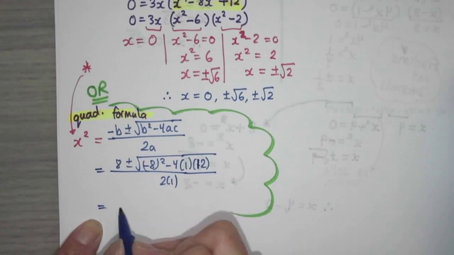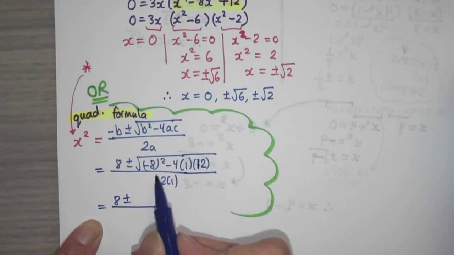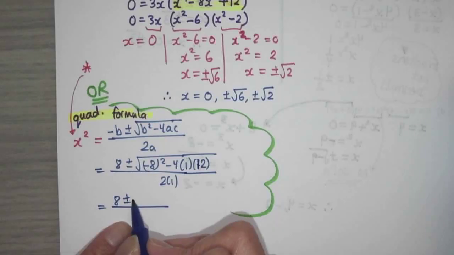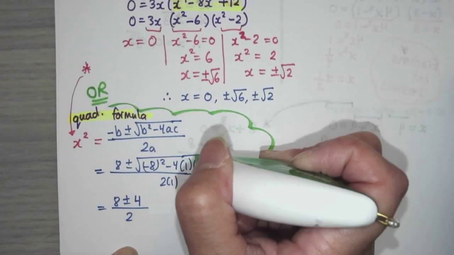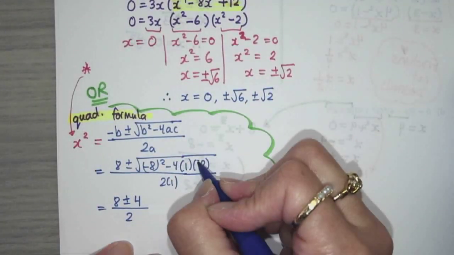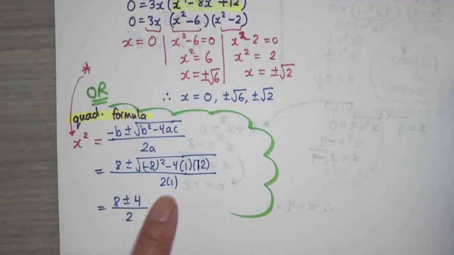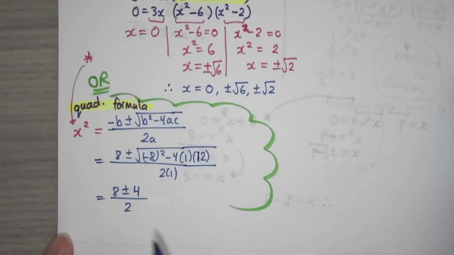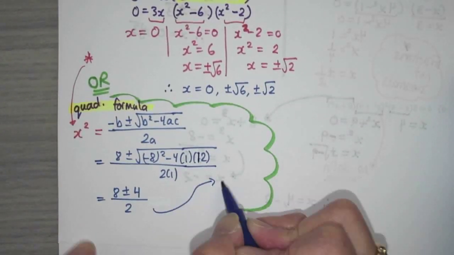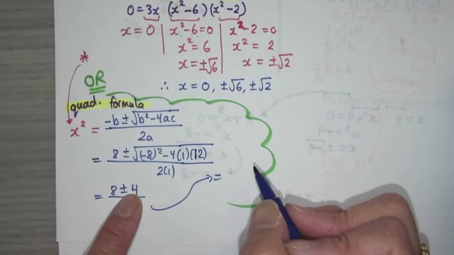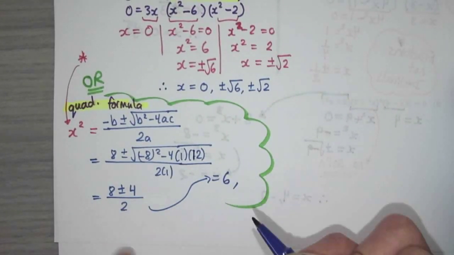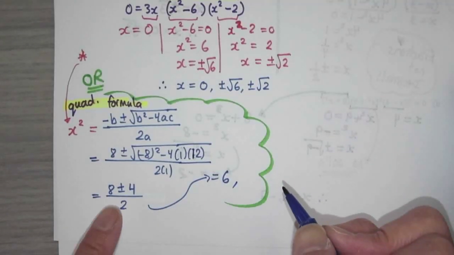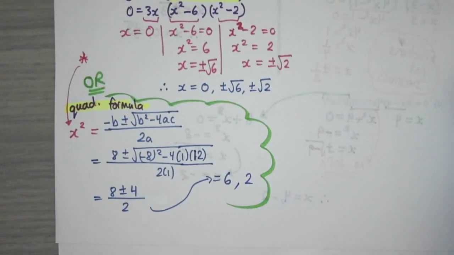This gets me 8 plus or minus, that becomes 16, right? So it's 4 over 2. Sorry, that was messy. Okay? So that becomes 16, which is 4. So then you get for my answer here, 8 plus 4, so it's 12 divided by 2, you get 6, comma, and then 8 minus 4, so 4 divided by 2, 2. And you go, my answers are 6 and 2. That's different.